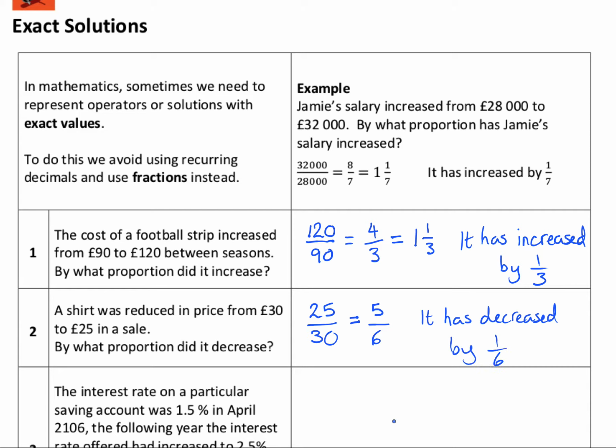Okay. All right, so we're looking for the difference from 1, basically. If you look at this one, it has a difference of being a third more than 1. So that's an increase of a third. This is 1/6 less than a whole one. So it's a decrease of 1/6.